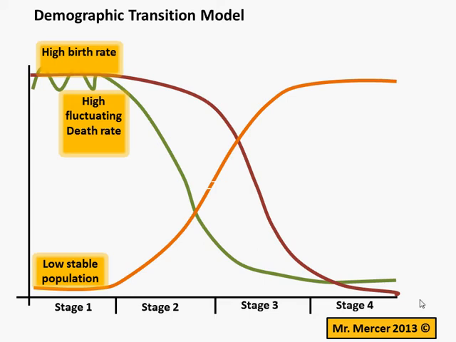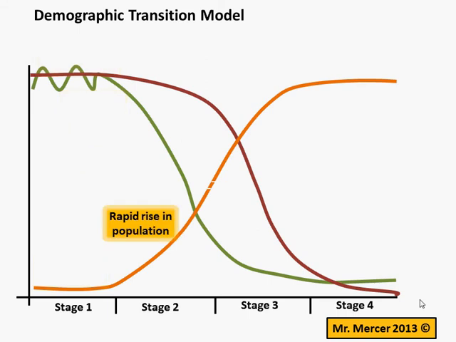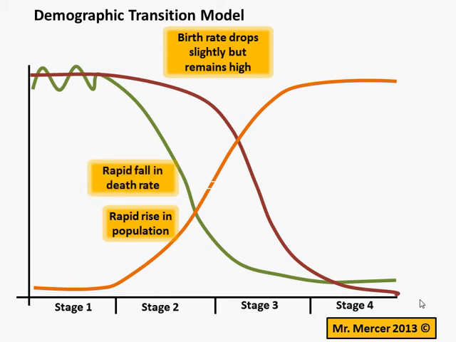Let's move on to stage 2. In stage 2, there is a rapid rise in the population. The birth rate drops slightly but remains high, and there is a rapid fall in the death rate. Again, these are 3 very sound descriptions that would be awarded marks.